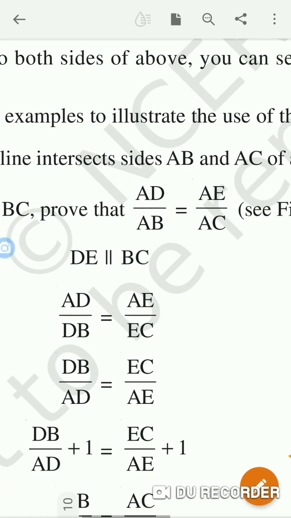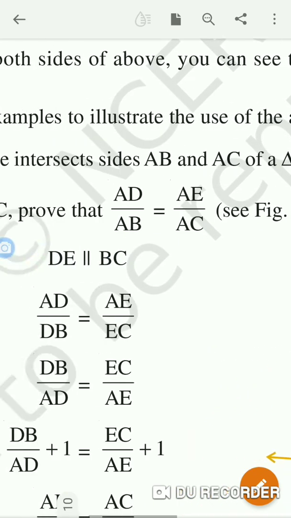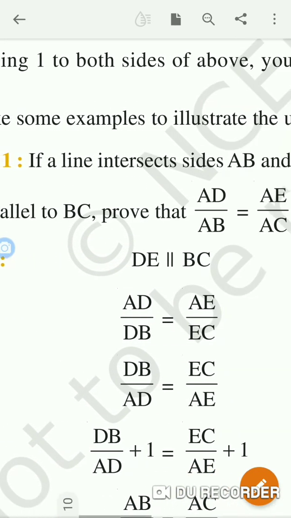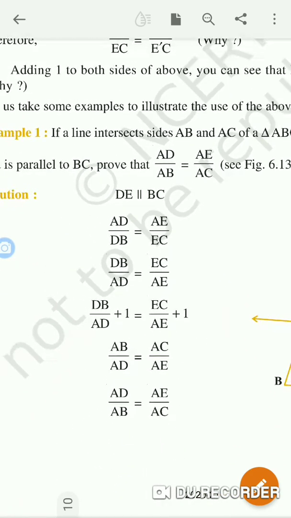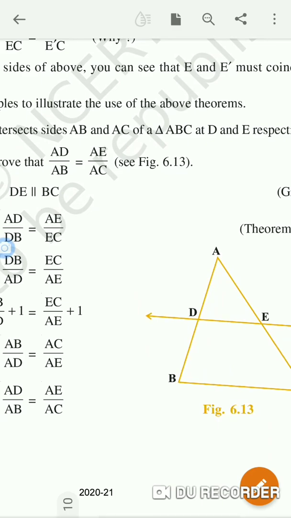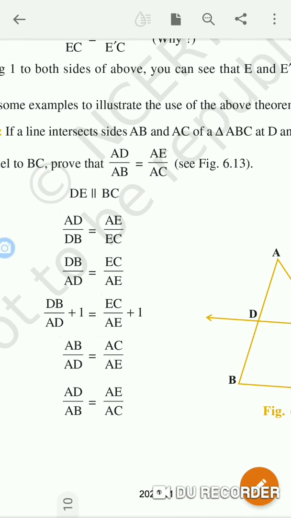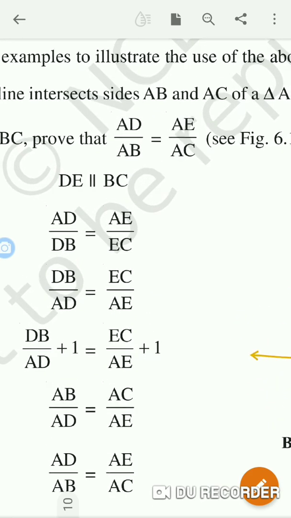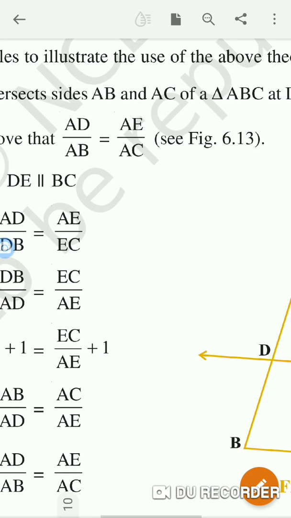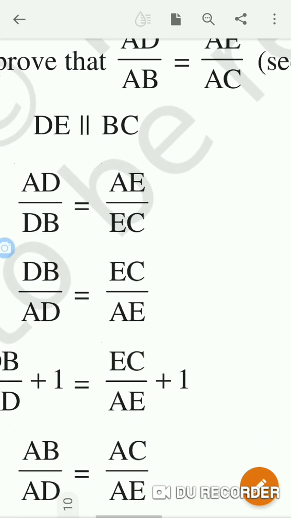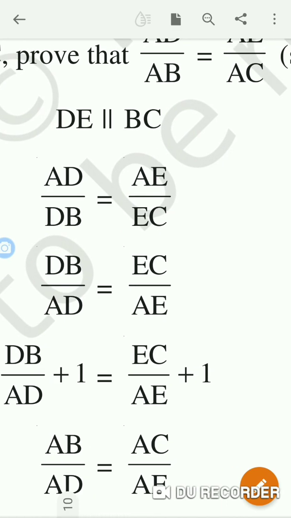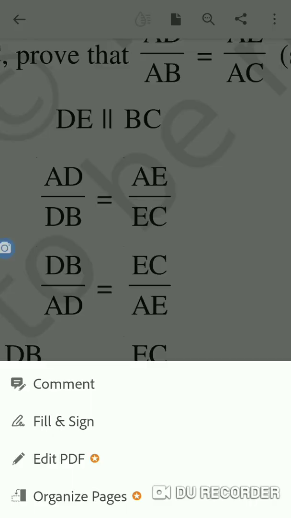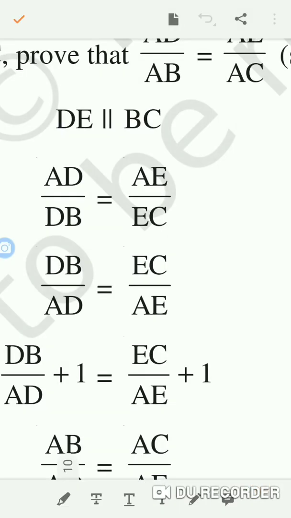Based on what? That line is intersecting at two different points and that is parallel to BC. Means here we know DE is parallel to BC. Now see, according to basic proportionality theorem, we can say AD upon DB is equal to AE upon EC. Okay. Then if we make invertendo, see here this step is done invertendo. So it is called invertendo step.